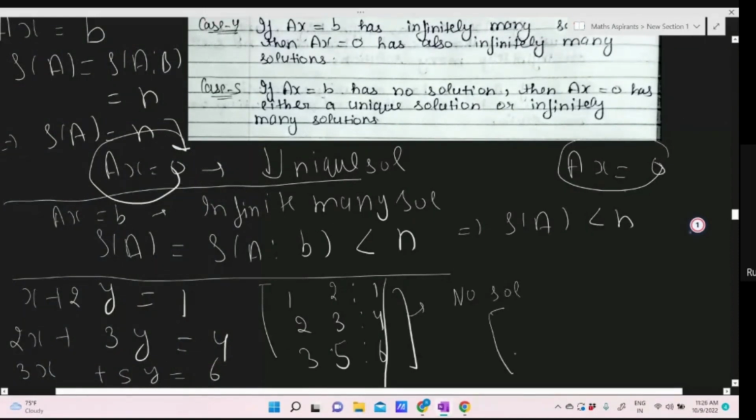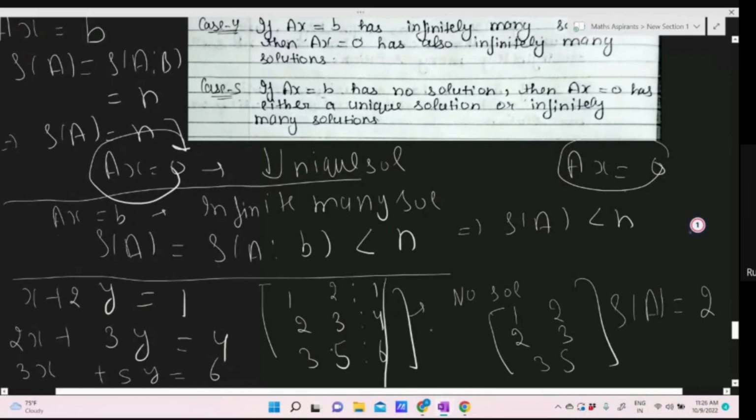Now the corresponding homogeneous system will become 1, 2, 2, 3, 3, and 5. Here the rank of the matrix A becomes 2, which is equal to the number of variables. That is, from here, this case will have a unique solution.